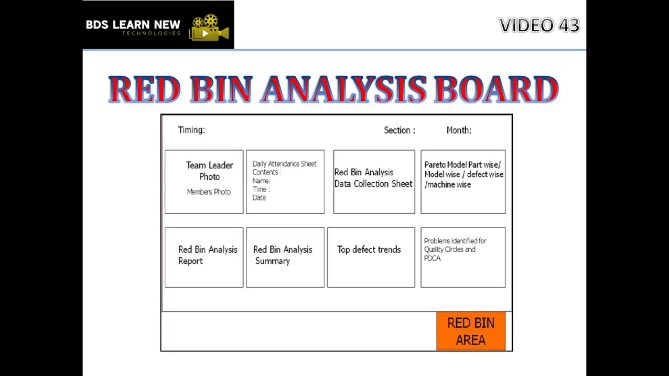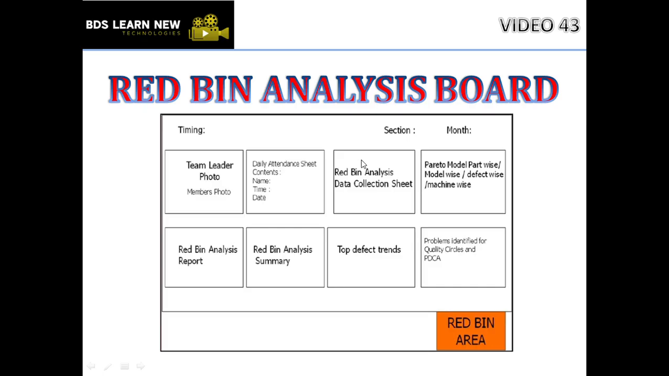Then we have the red bin analysis board. Now this is how the board should look. Like we have the timing, section and month, right? Then we have the team leader photo or members' photos. We have to put it over here. This is the bigger board. We have to put the team leader photo over there. Then we have the daily attendance sheet, like contents, name, time, date.